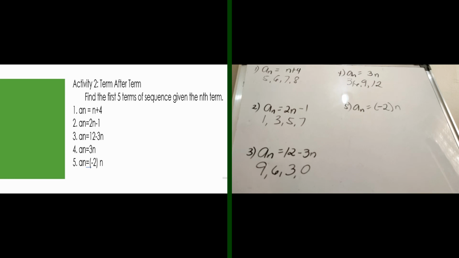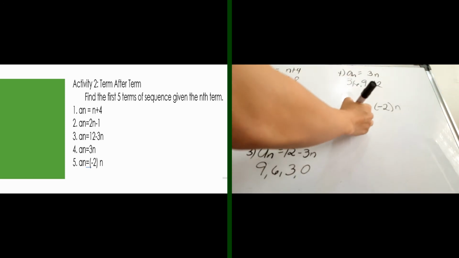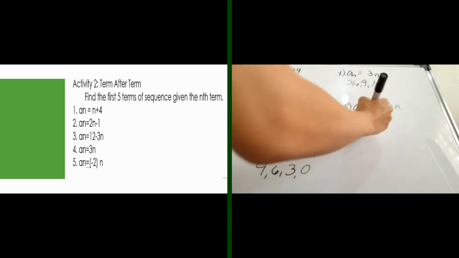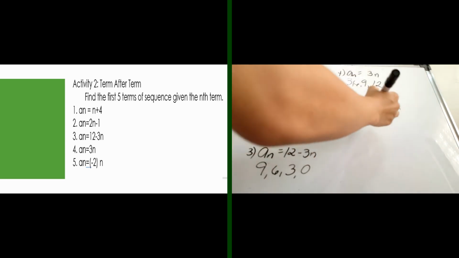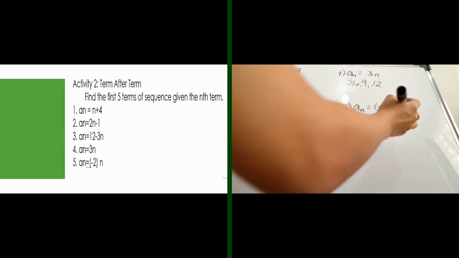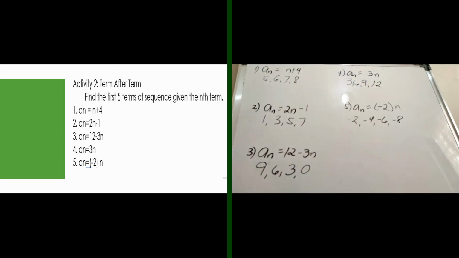Then, let's have number 5. So negative 2 times n. We need to say it will be negative 2 times 1 is negative 2. Negative 2 times 2 is equal to negative 4. Negative 2 times 3 is negative 6. And the last term will be negative 2 times 4, which will give you negative 8.